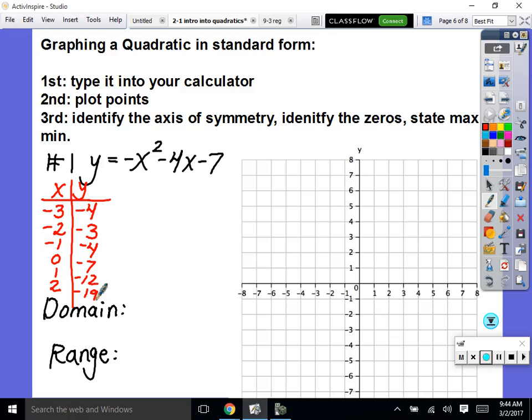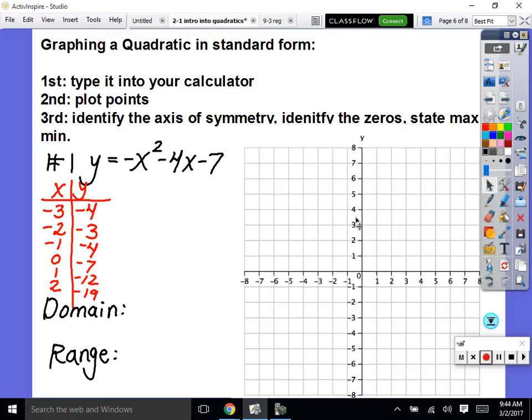Let's start plotting then. You have to plot the points correctly. So here we go. So we're going -3, down 4. Plot that point on your paper. I plotted that point. -2, -3. So -2, -3. Plotted that point. -1, -4. Okay, I've plotted that point. Over 0, -7. Over 0, -7.